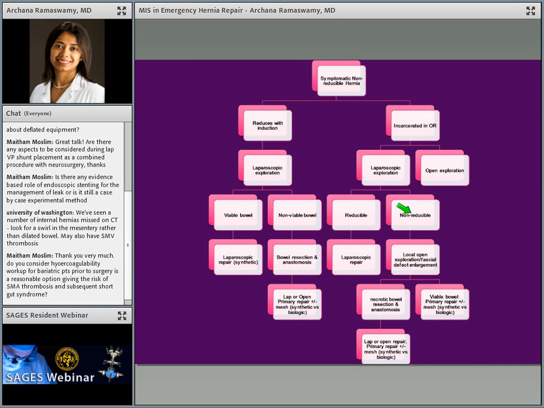If it's still non-reducible when you have your laparoscope in, then you have a couple of options. Either you can enlarge your defect laparoscopically, or you can decide to go with an open exploration and enlarge your defect in that fashion. And then have a look at the bowel, and again, let's go back down to the pathway that we talked about before in terms of where we move from there.